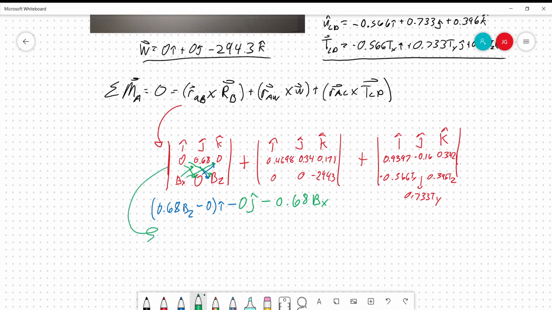This is going to be equivalent to 0.68 BZ in the I, and then minus 0.68 BX in the K. Okay. And now I'm just going to write it out for all the ones because I solved it beforehand, so I don't have to worry about all this.